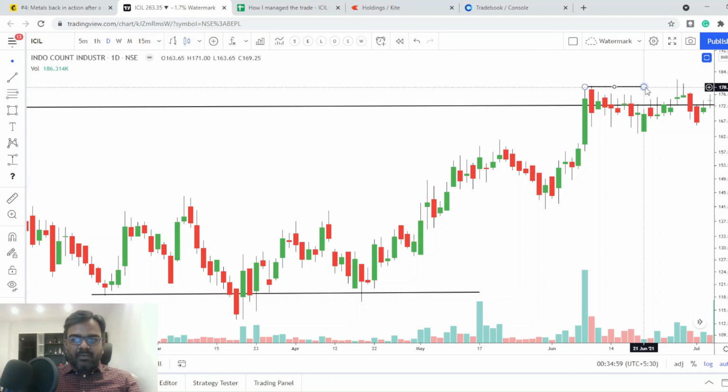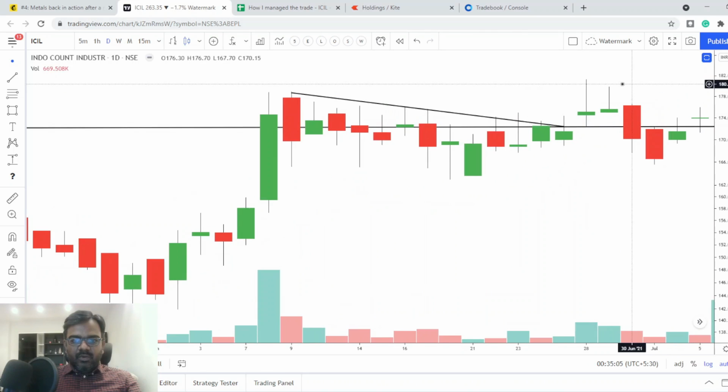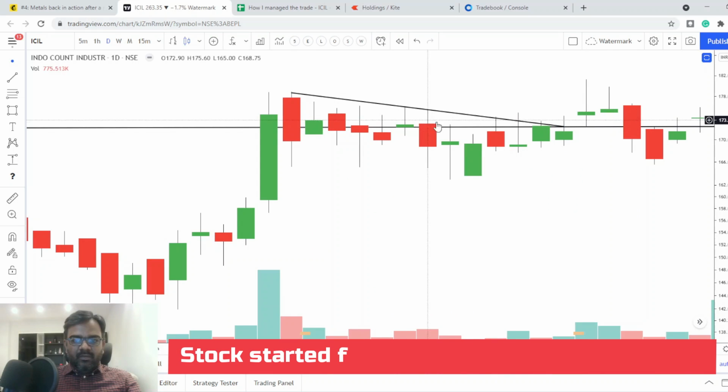But then suddenly what happened? The stock is forming a downtrend, a short-term downtrend. So I'm just going to connect that and see what the stock is doing here. The stock, if you see, is forming a downtrend here.